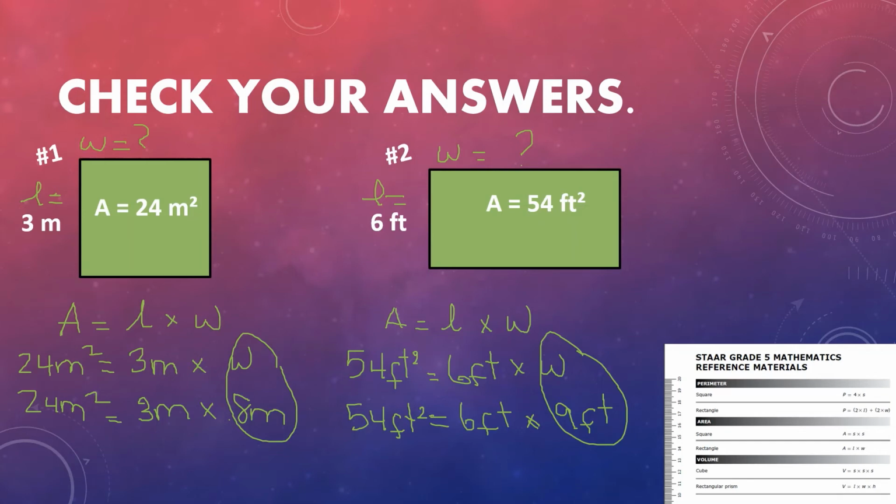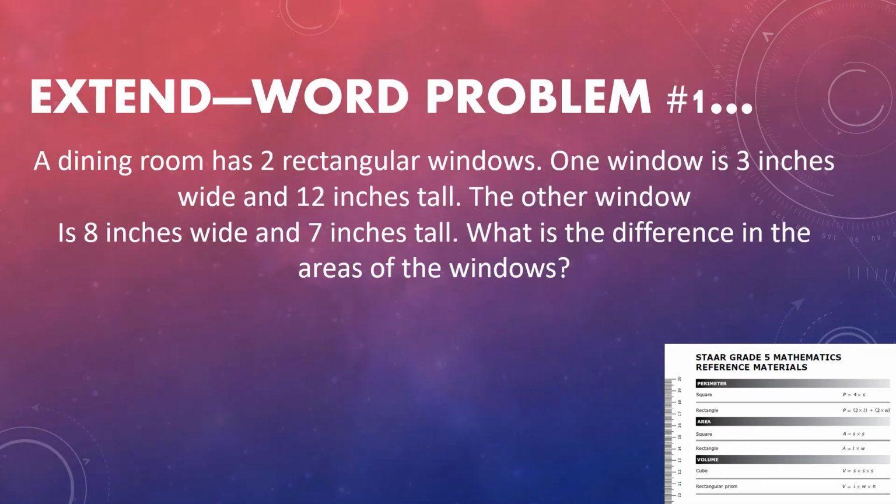And then when I came to the very end right here, I asked myself 3 times what gives me 24? Or I can also say 24 divided by 3 will give me what? And it's 8, both ways. Since the width is only the length of one side, I know that my unit is just in meters, not meters squared. And it is the same with this second problem right here. It's the same steps, so you can go ahead and double check your answers to make sure all your steps and your answers are correct. Make sure your units are also correct.